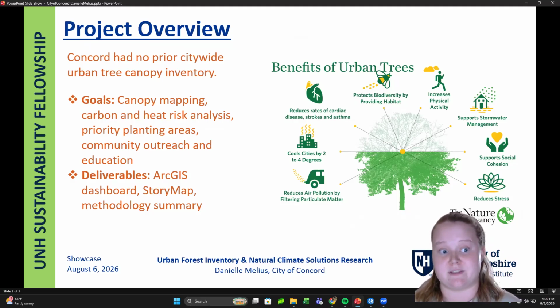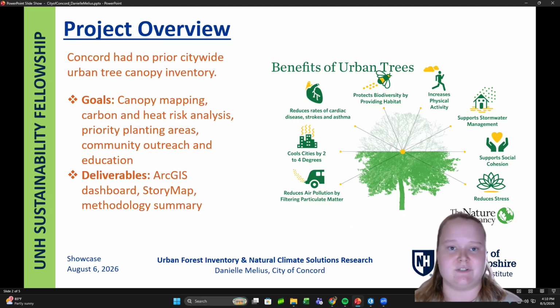trees for the most benefits, along with providing community outreach and education for anyone who's interested in trees and nature, whether that be someone who wants to know where to start when it comes to planting trees on their land, or the benefits of planting native species over non-native and invasive species.